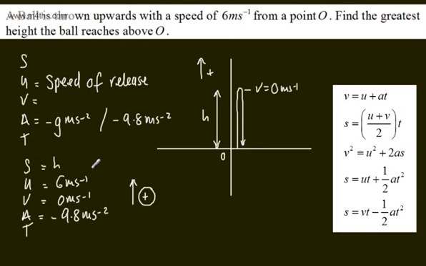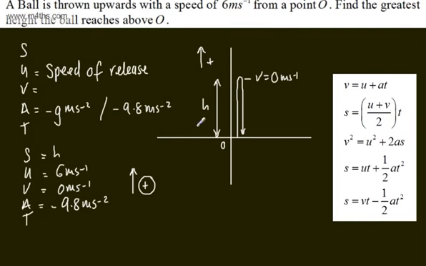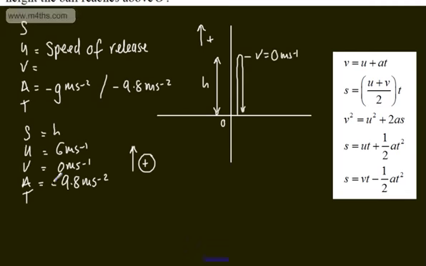We are looking now for h, the greatest height. So all we need to do is decide which equation it is. I've got s to find, I've got u, I've got v, and I've got a. That looks like this one just here. v squared is equal to u squared plus 2as.